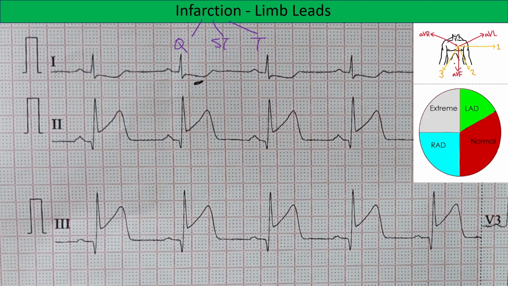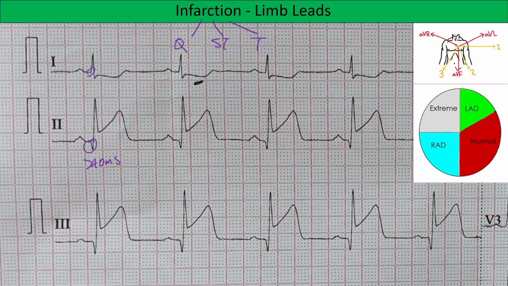Remember, the Q wave is a first negative deflection. Lead 1, there are no Q waves. Lead 2, there are Q waves. Now, is it pathological? It depends. Is it more than 40 milliseconds? Yes, it is. Is it more than 1/4 of the QRS depth? No, it's not, but it is about 2 millimeters, which does make it significant.